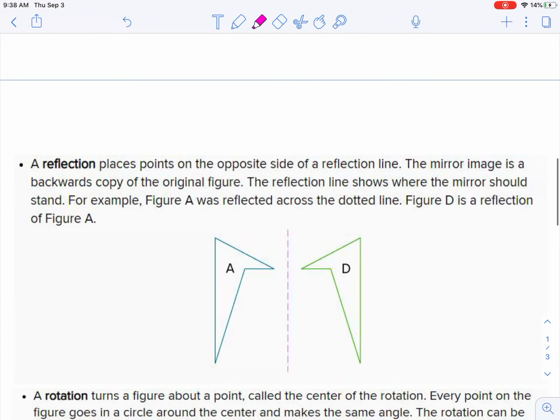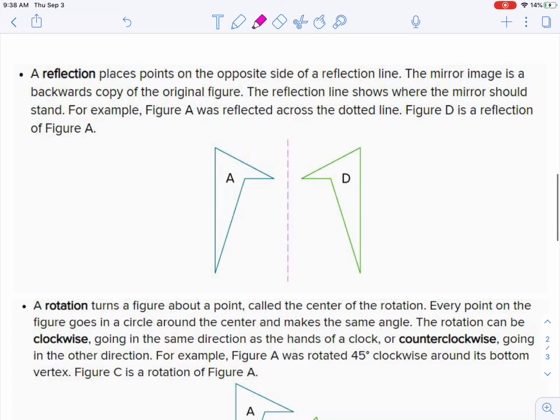Our transformation words, then, we have 3. So a reflection places points on the opposite side of a reflection line. The mirror image is a backward copy of the original. The reflection line shows where the mirror would stand.